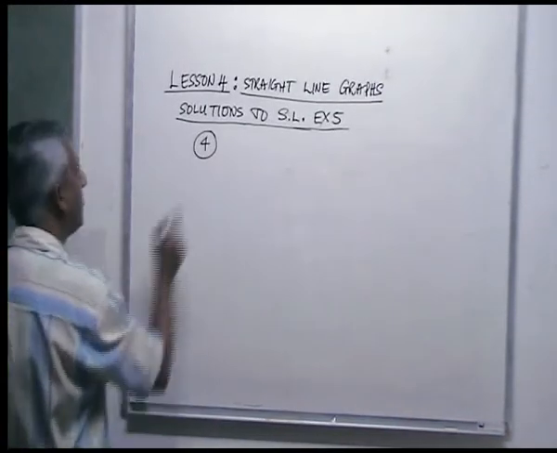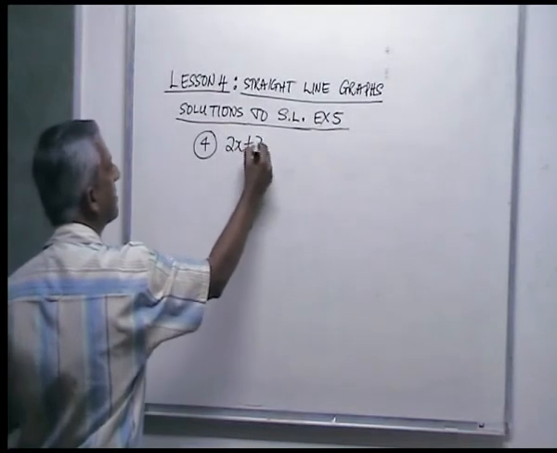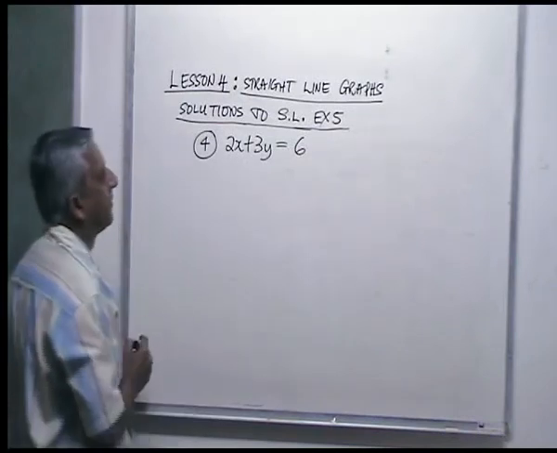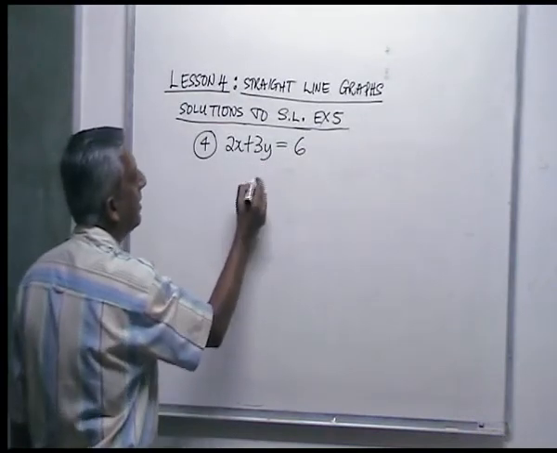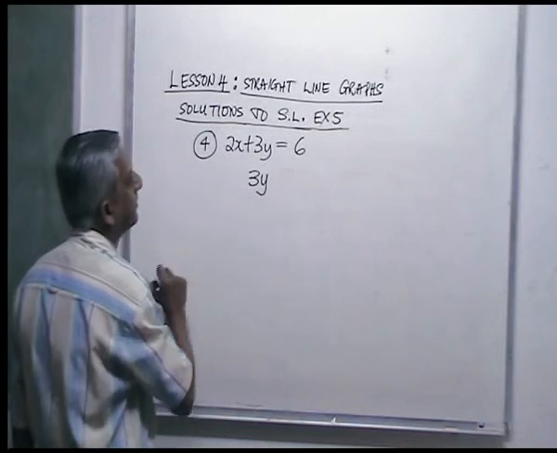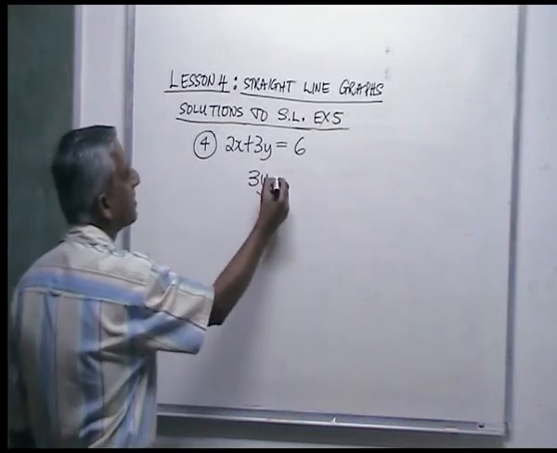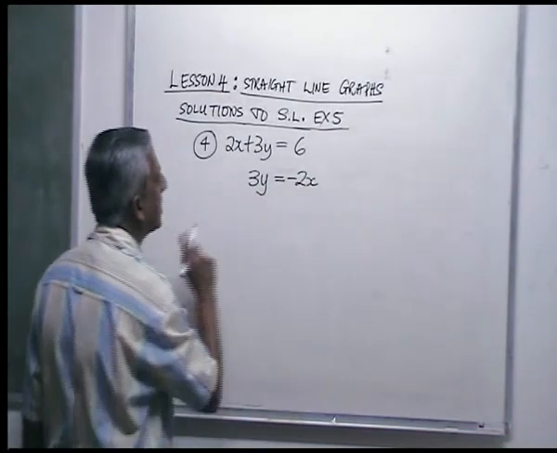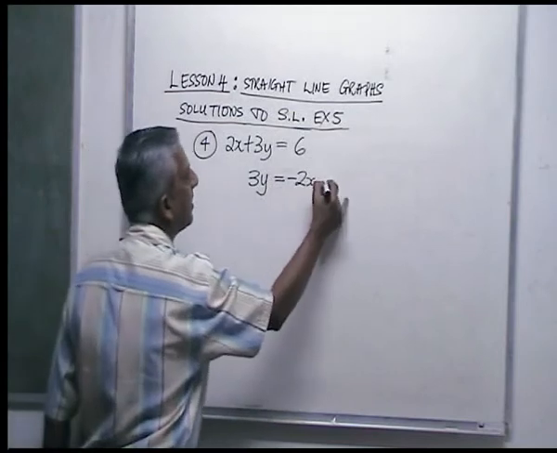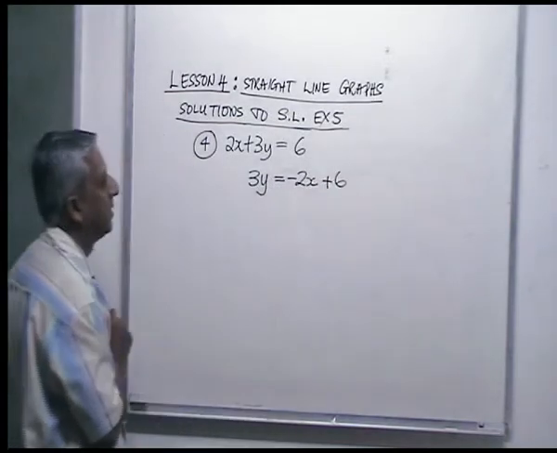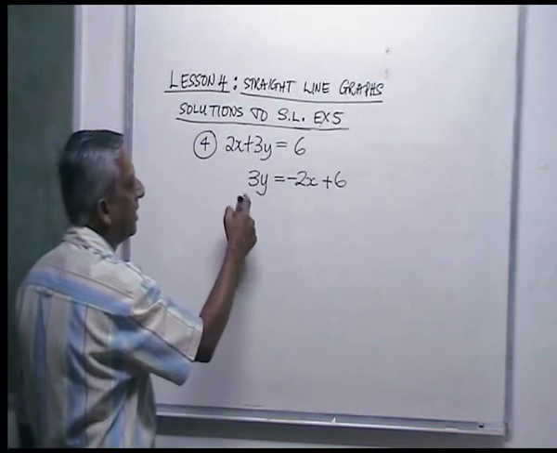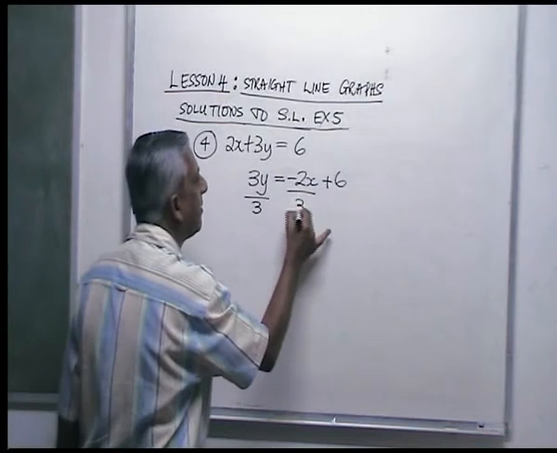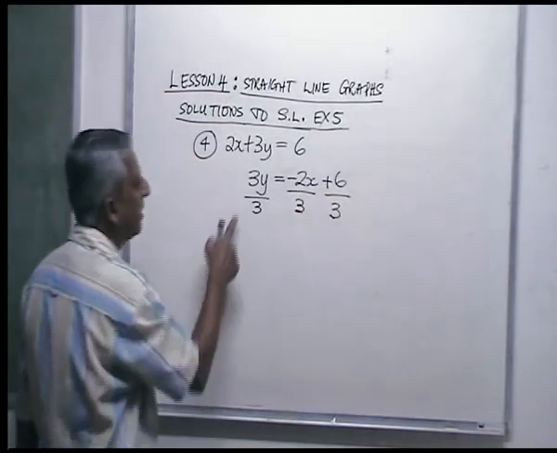Then we had number 4. Number 4 was 2x plus 3y is equal to 6. So leave this on this side. What's left behind here is 3y, even if I don't have to write the plus. Now I take the 2x across, it becomes minus 2x. And then I bring down the 6. Now we're going to divide by 3. Divide this by 3, divide that by 3, divide that by 3.